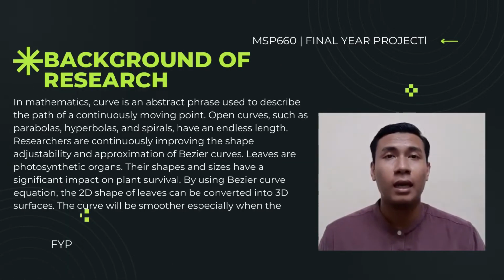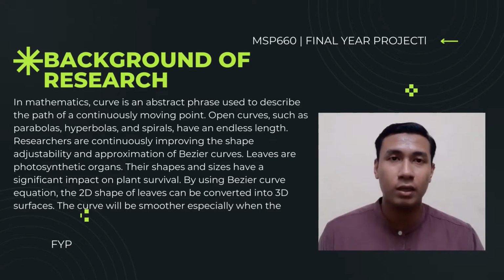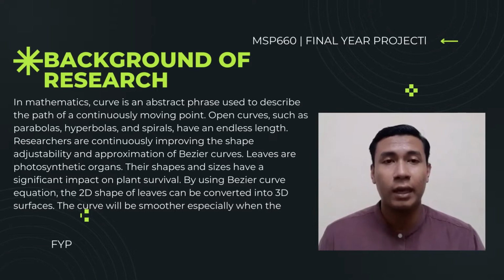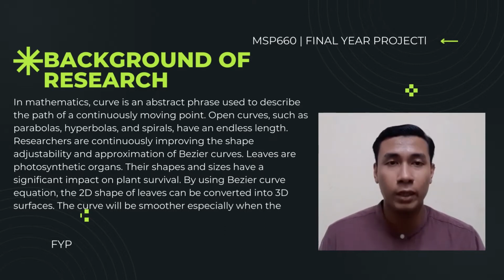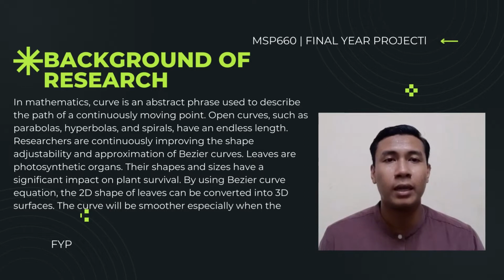First of all, let's jump into the background of the research. So in mathematics, the curve is an abstract phrase used to describe the path of a continuously moving point. There are a lot of open curves such as parabolas, hyperbolas and spiral, and they have endless length. So to relate with our study, we choose leaf as our subject and to obtain the curve.